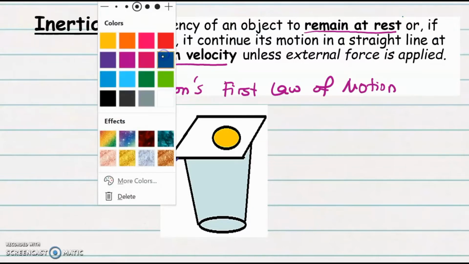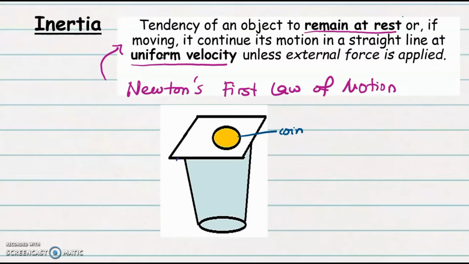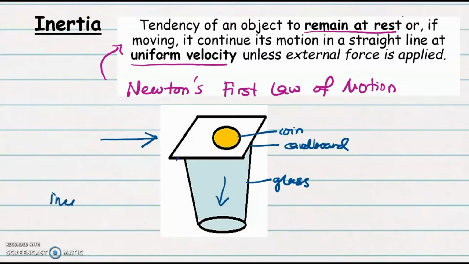So here we have a coin, cardboard, and also a glass. So when the card is pulled or jerked quickly, you will find that the coin will not move together with the card, but instead it will drop into the glass. So this is due to inertia. Inertia is a natural source that resists the change of motion. So initially the coin is not moving, so when you jerk the card, it still wants to stay at rest. So it does not want to move with the card, so it will fall down.